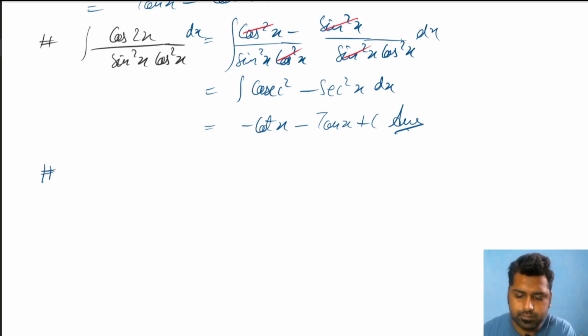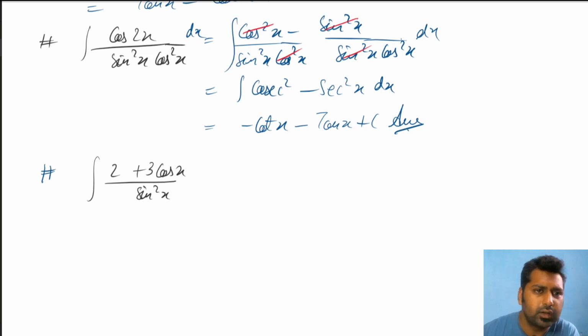Next question. This is integration of (2 + 3 cos x) upon sine square x. Again, same idea, single denominator. Let's split it. Let's see what happens.